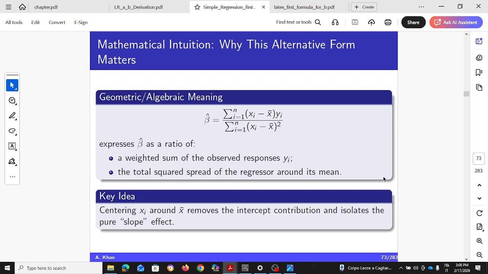So beta hat can be found by this value, and which is what? The weighted sum of the observed values, the responses yi, in terms of x and y, so the sum of the spread of those values. What we did here is we removed the intercept, kind of. So this equation can give us the understanding of beta, how much beta is contributing into our linear model, how much the slope affects the model.